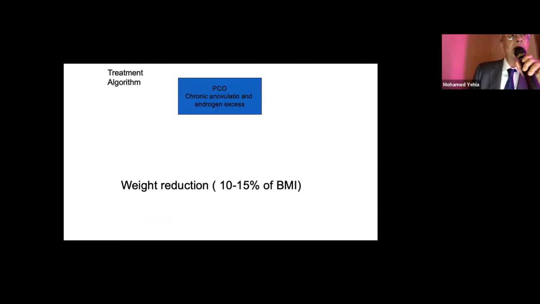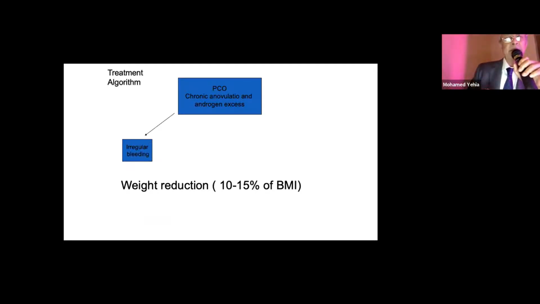So what's the treatment algorithm? We have to remember that these patients don't need to reach their ideal weight. It's a titanic job to get a patient to lose 40 or 50 kilograms. But what we need is a loss of 10 to 15%. If a patient is 100 kilos, the majority of her problems regarding the polycystic ovary will be solved if she loses 10 to 15 kilograms.